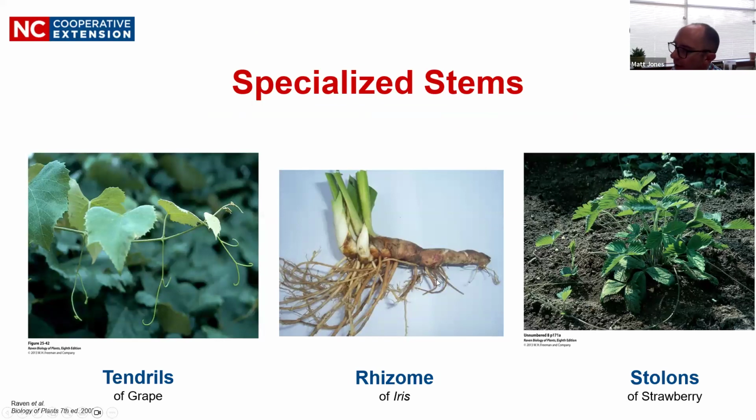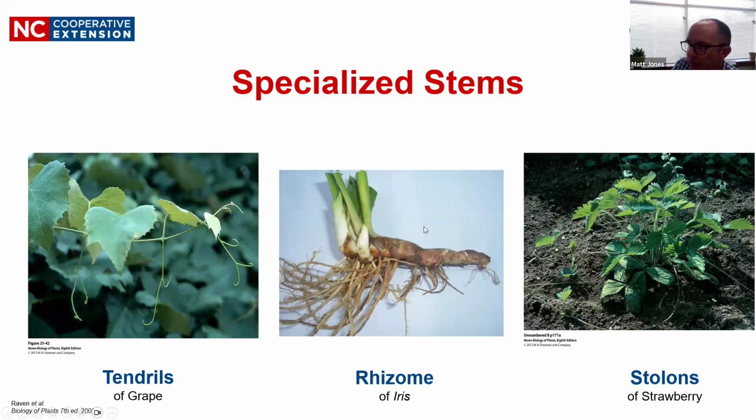In other cases, stems can be modified into tendrils, just like leaves can be modified into tendrils. In the grape family, the tendrils you see tend to be modified stems. And then there are two kinds of horizontal stems, some of which grow underground, some of which grow above ground. If it's an underground horizontal stem, it's called a rhizome, as you would see on iris.